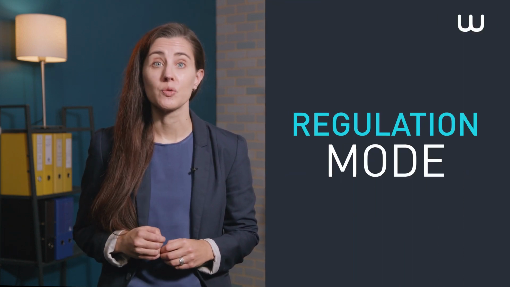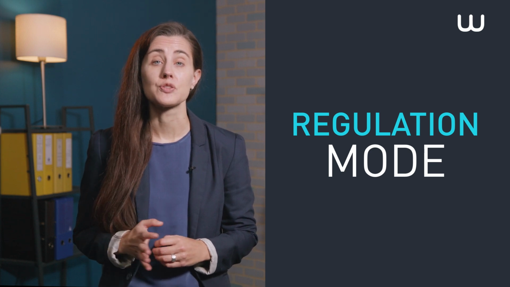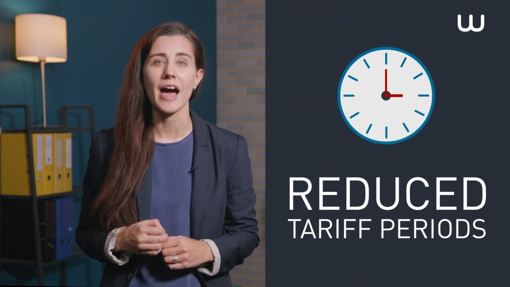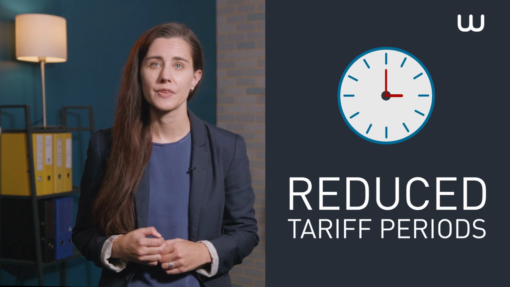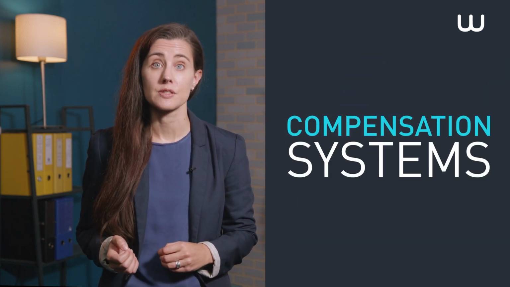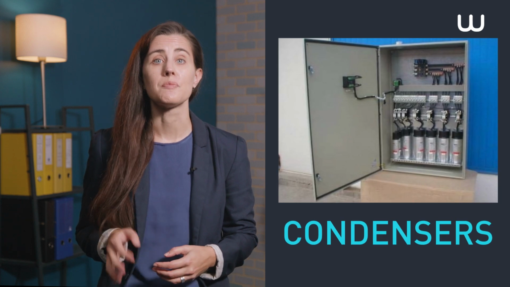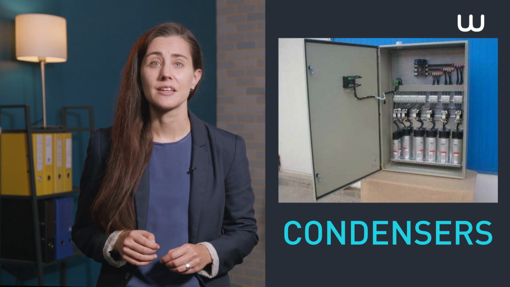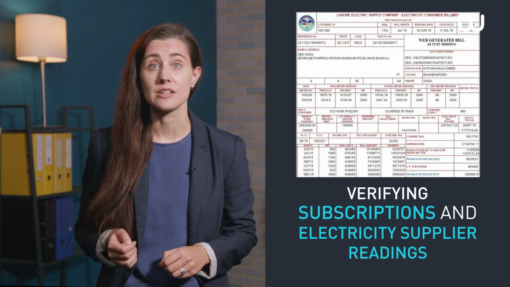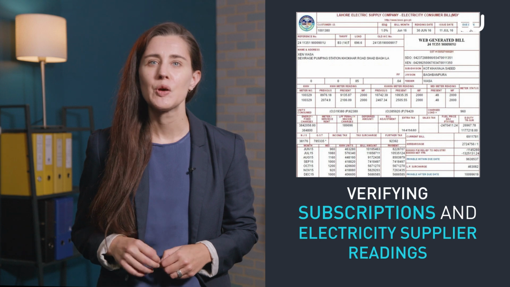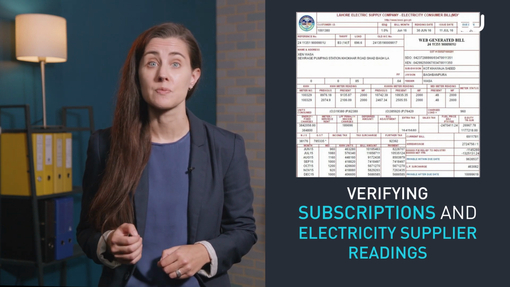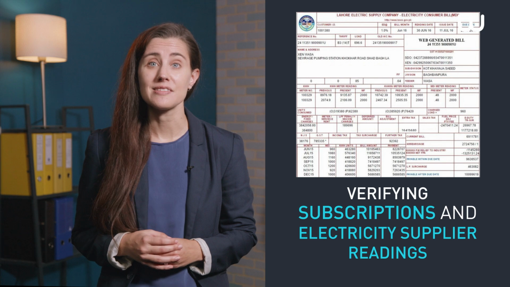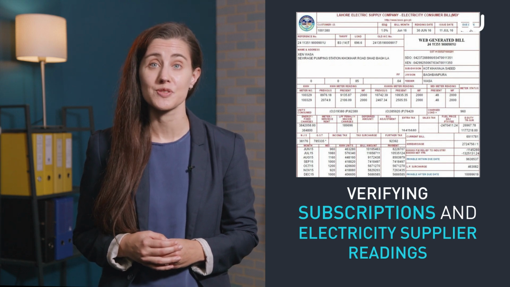Lastly, various actions can enable energy supply costs to be optimized. A regulation mode, which permits pumping to namely operate during reduced tariff periods, allows for active energy costs to be reduced. Putting in place compensation systems, such as condensers, along with their regular maintenance, permits reactive energy costs to be reduced. Lastly, verifying subscriptions and electricity supplier readings for every pumping site permits the identification of overly high subscribed powers, but also pricing errors, which may generate extra costs.